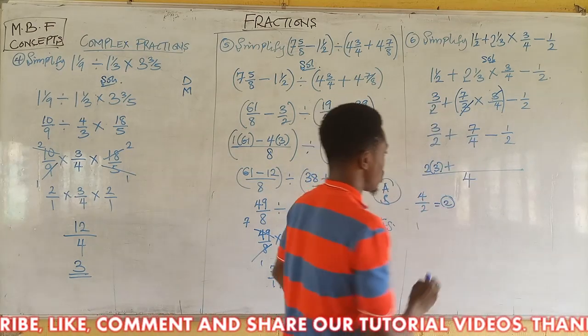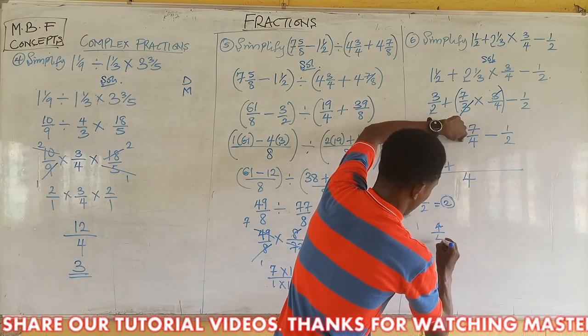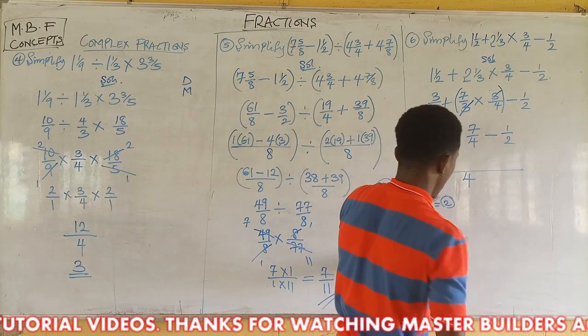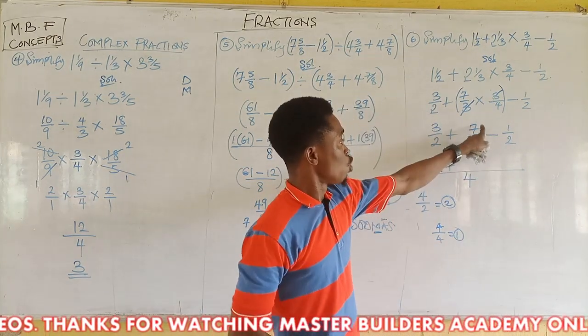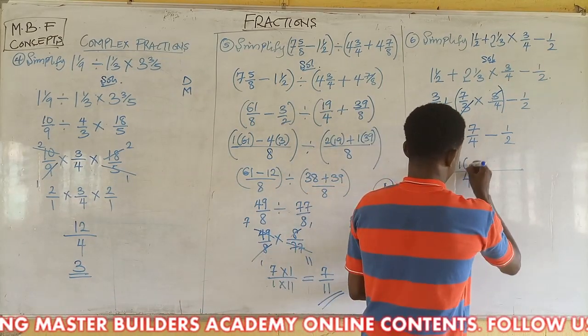Then plus, we come back to the next one. We now have the new denominator divided by the old middle denominator, which happens to be 4. And 4 divided by 4 is 1. So we are going to use this one also to multiply the numerator that corresponds to this denominator 4. And we are going to have 1 times 7.